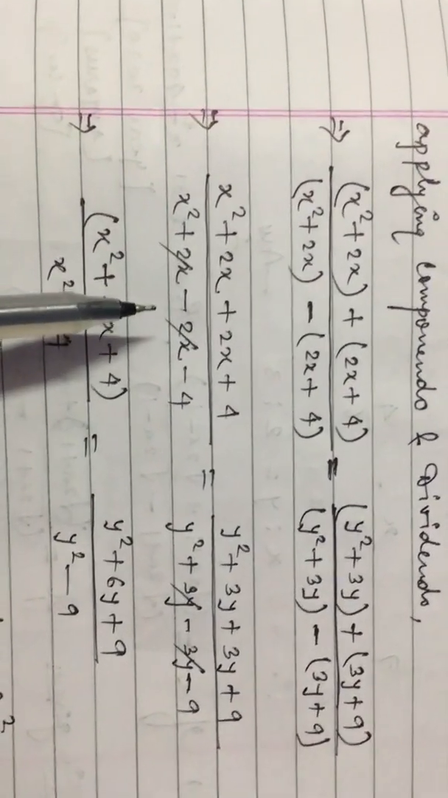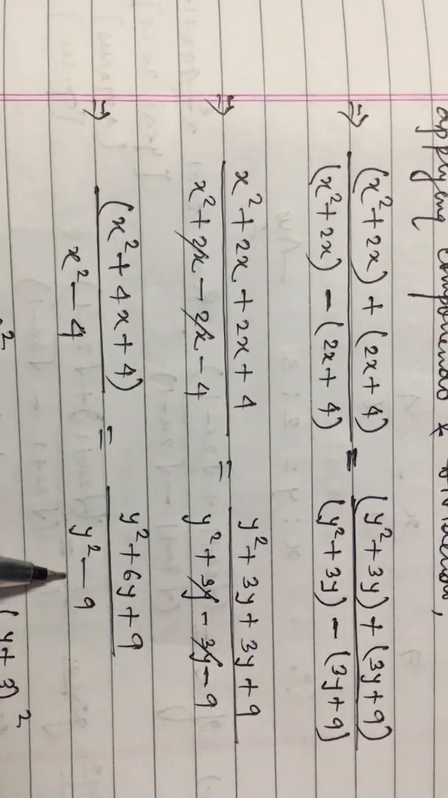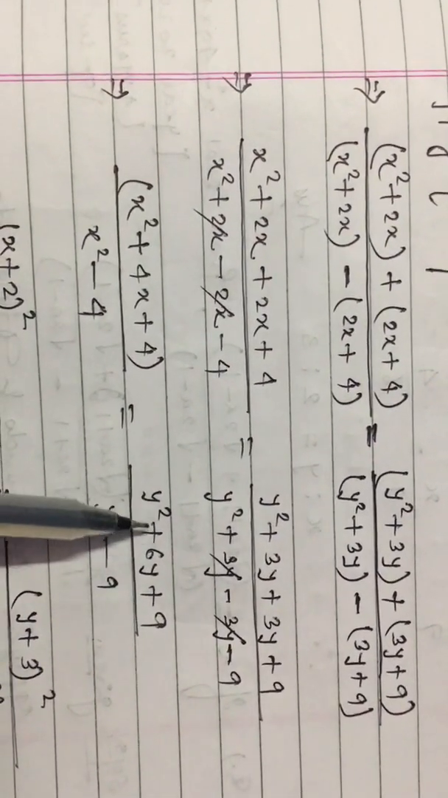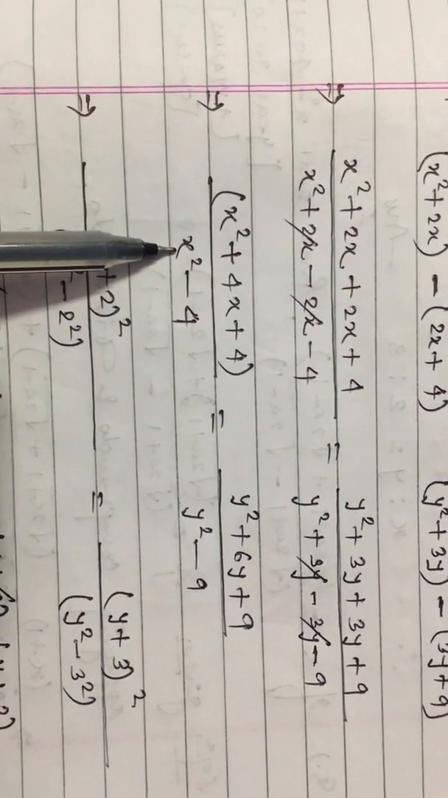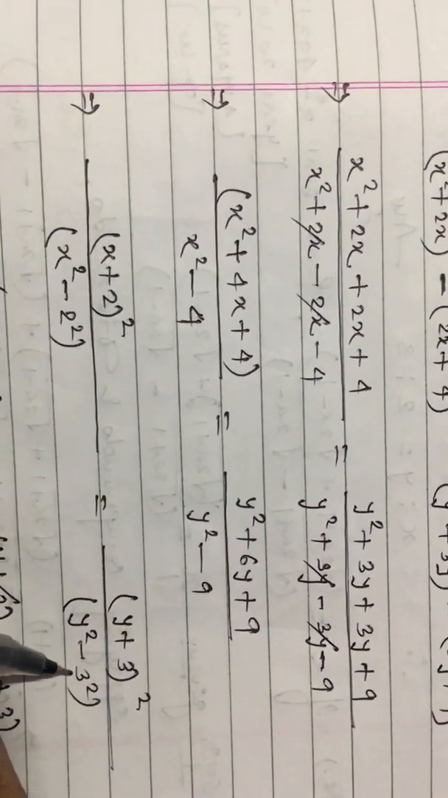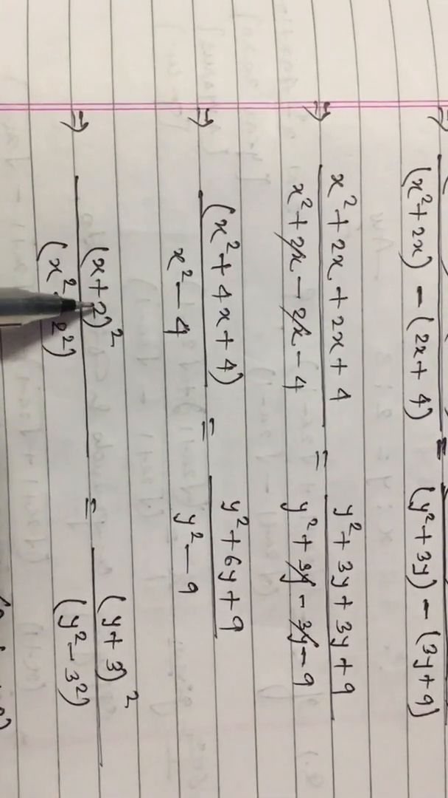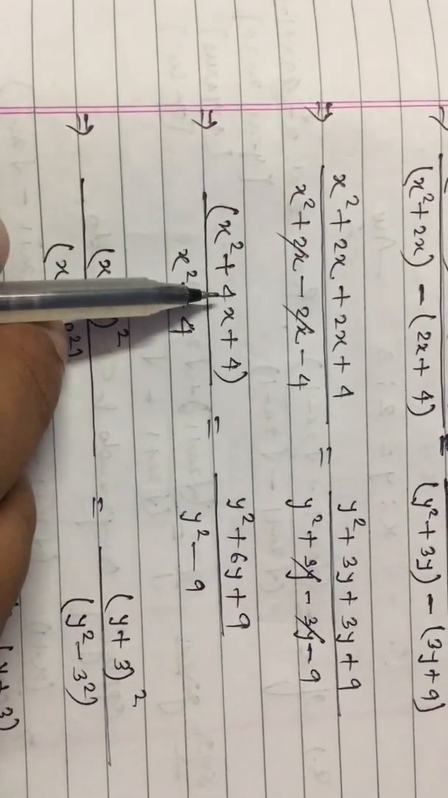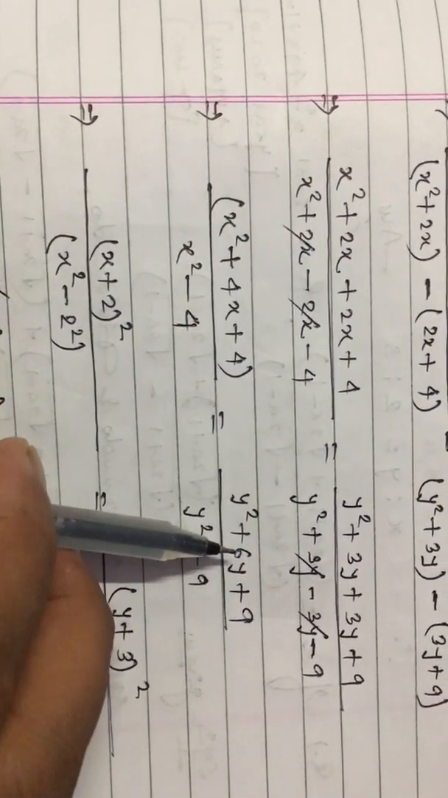So in the denominator part these two will be cancelled, giving x square minus 4 and y square minus 9. In the numerator it is x square and 2x plus 2x, that is 4x plus 4, and y square, 3y plus 3y, that is 6y plus 9. In the denominator we can apply the formula of difference of two squares: x square and 4, which is the perfect square of 2, and 9 is the perfect square of 3. The numerator is the perfect square of x plus 2. If you expand it using the formula (a plus b) whole square, you will get this, because a square plus b square plus 2ab. Similarly here also, (y plus 3) whole square.